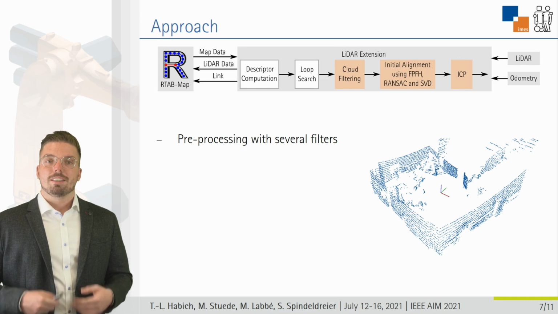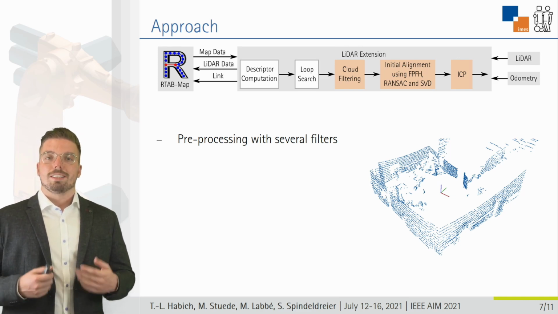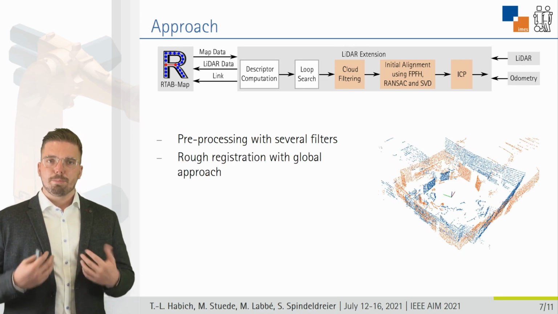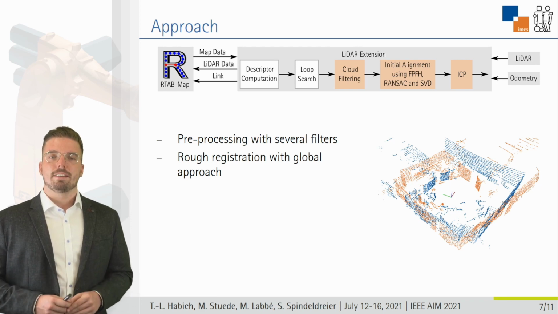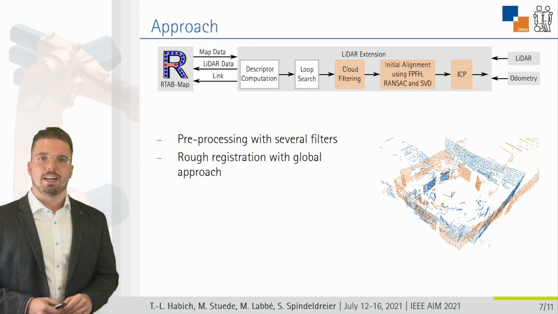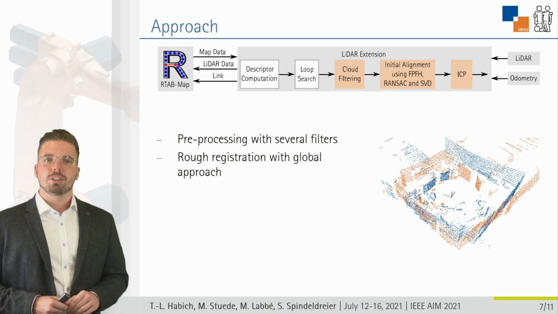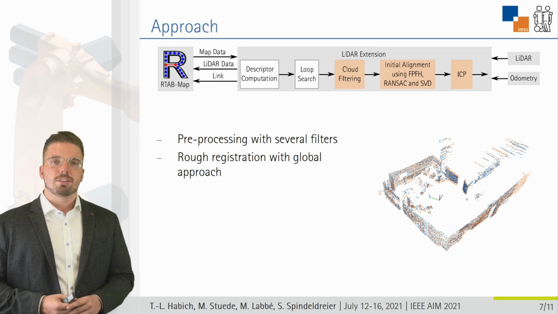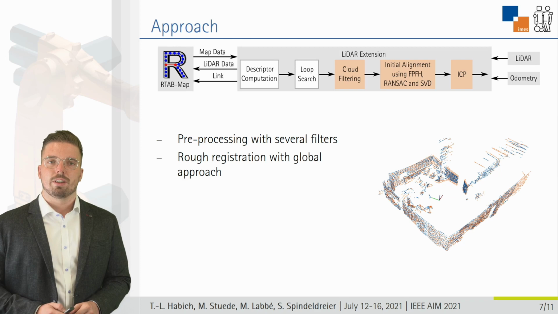To counter this, several filters such as voxel grid filter or intensity filter are executed consecutively. The pre-processed scans can have a large translational and rotational offset. Using a local method like ICP would not be expedient due to a convergence into a local optimum. Consequently, a rough registration with fast point feature histograms takes place first.